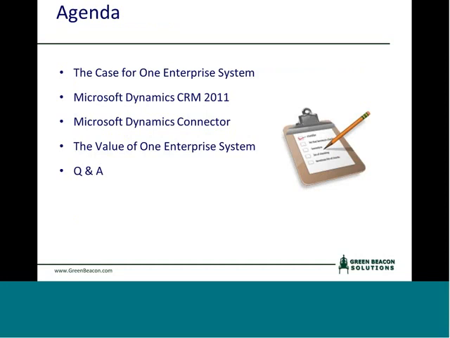So the agenda is we're going to talk about the case for what we call one enterprise system between Dynamics ERP and CRM. We're going to talk about Dynamics CRM, specifically 2011, which is the current version out from Microsoft. We're going to talk about the Microsoft Dynamics connector, and more about the technical connecting options for connecting your ERP system to Dynamics CRM. Then the business value, around why or why not you would do this, specifically for your own business case, and give you some ideas about what you might want to take back to your organization after this call. And of course, some Q&A.